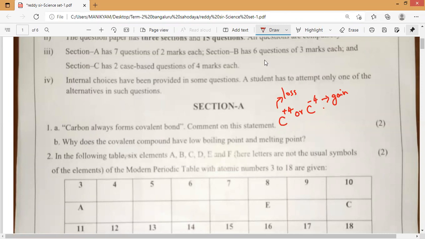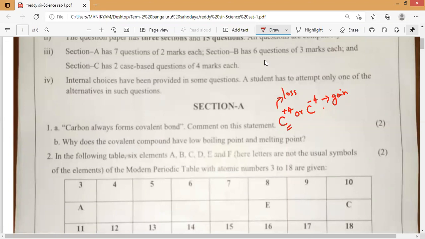If it gains the 4 electrons, you know that it is very difficult for a nucleus having 6 protons to hold 10 electrons in its valence shell. So it cannot be possible. Nobody is ready to donate 4 electrons to carbon. A single atom or single element cannot donate the 4 electrons to the carbon. In the same way, C minus 4.